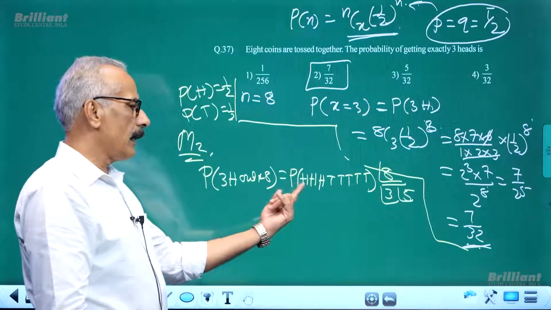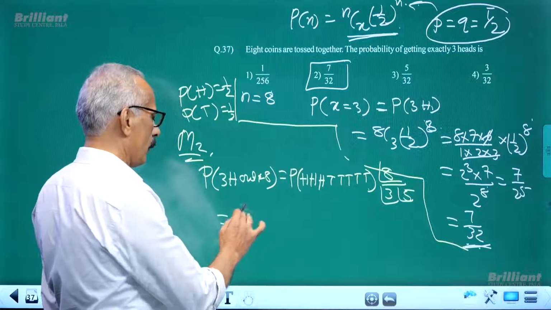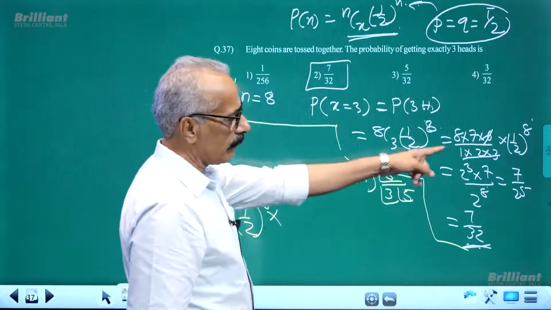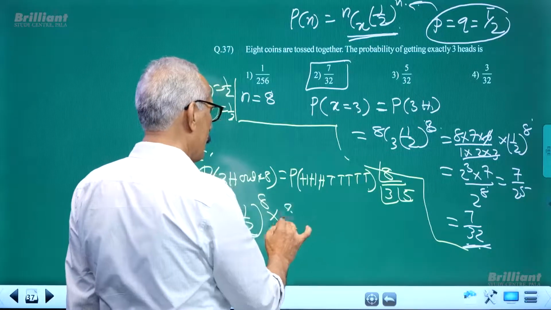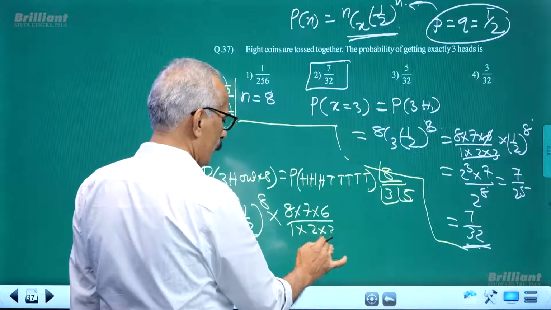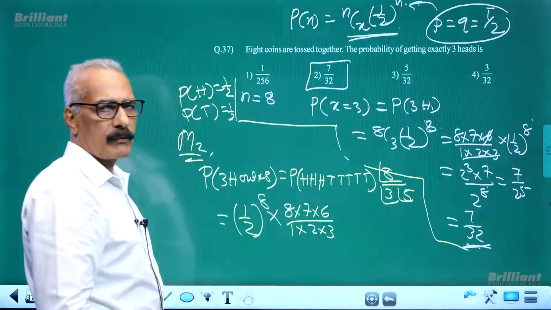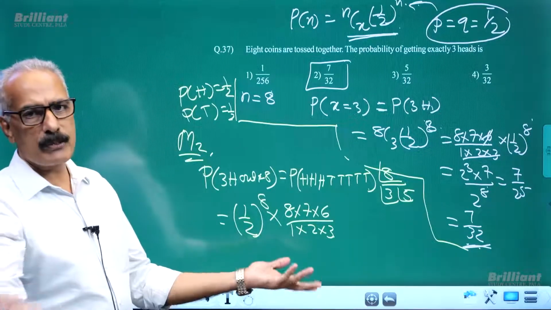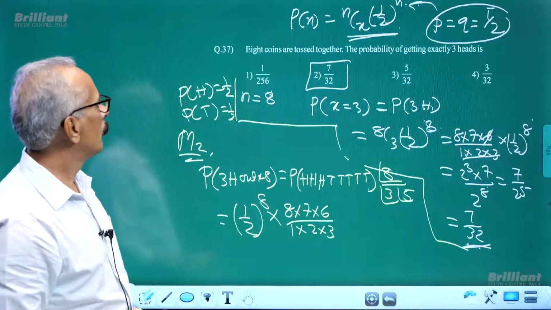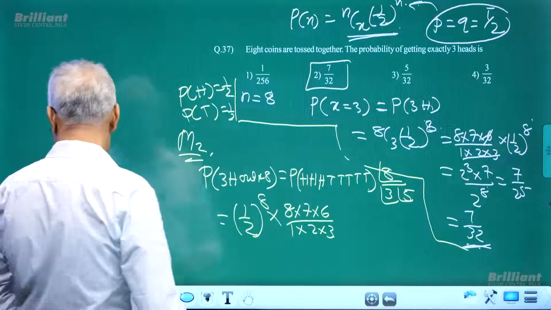ഇനി നിങ്ങൾക്കറിയാം ഹെഡിൻ്റെയും ടെയിലിൻ്റെയും പ്രോബബിലിറ്റി 1/2 ആണ്. അപ്പോൾ 1/2 റൈസ് ടു 8, ഇതല്ലേ 8c3 എന്ന് പറഞ്ഞത്. അപ്പോൾ അത് 8 into 7 into 6 ഡിവൈഡ് ബൈ 1 into 2 into 3. ലുക്ക് അറ്റ് ദിസ്, സെയിം തിങ് ഐ കാൽക്കുലേറ്റ്. ഇപ്പോൾ ബൈനോമിയൽ ഡിസ്ട്രിബ്യൂഷൻ അറിഞ്ഞില്ലെങ്കിലും ദാറ്റ് ഇസ് സോൾവ്. Clear? So that is your 37.